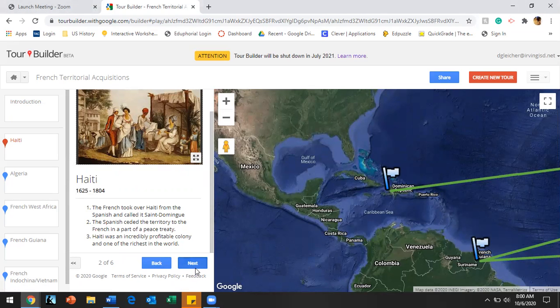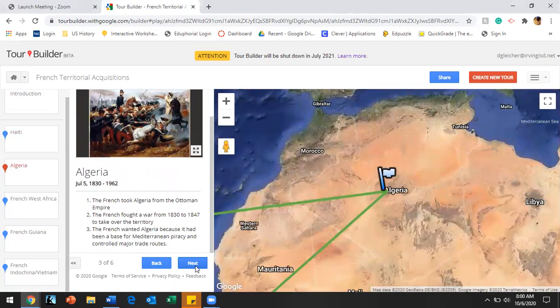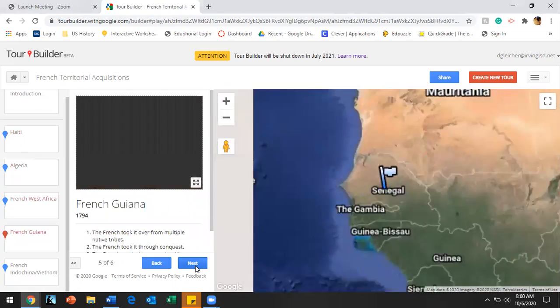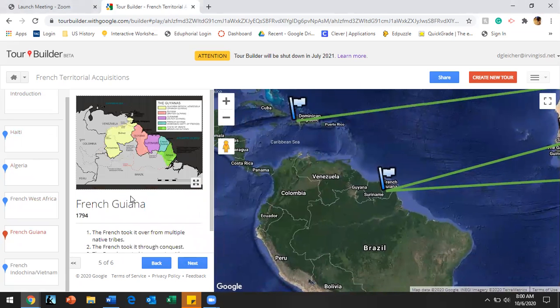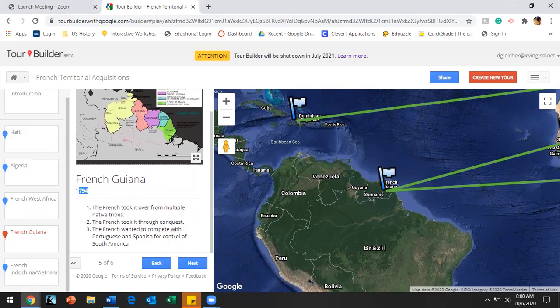And then I kept doing that, right? I got my different places. Now, French Guiana is actually still in the hands of the French today. It is still ruled by the French government. So what I did is I just put when they took this land over, and I did not include another date because they are still in charge of that. You're going to see that we are still in charge of several of these territories on the list.